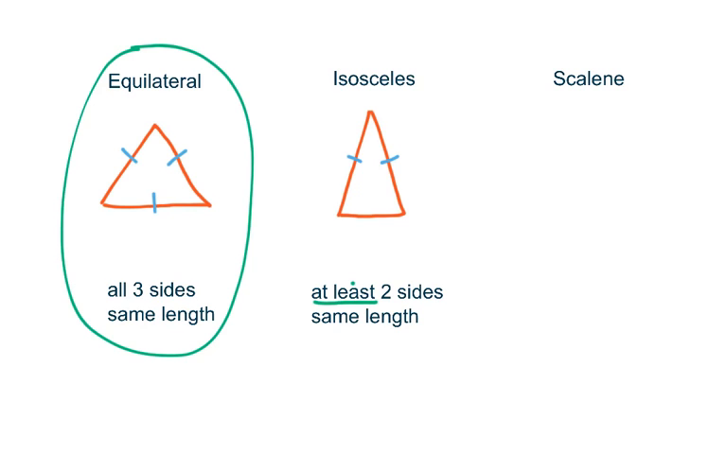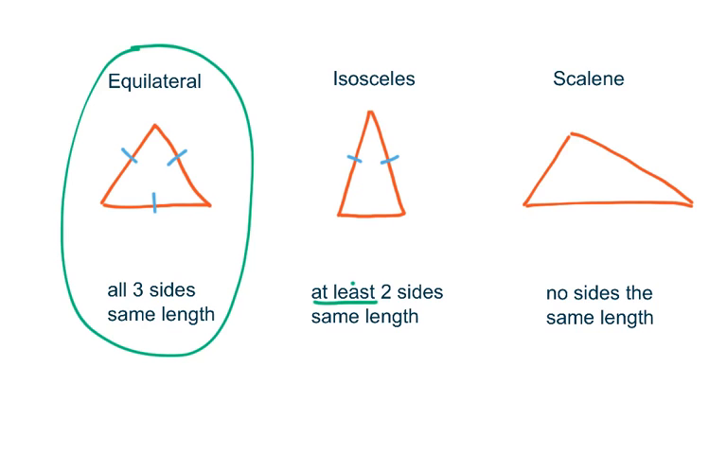Finally, the last triangle that we're going to look at is a scalene triangle. And in a scalene triangle, no sides are the same length. So in that scalene triangle, none of the sides have the same lengths as the other sides.